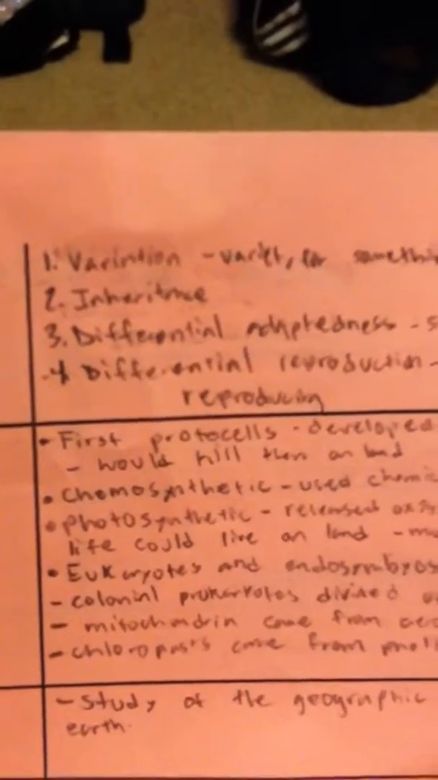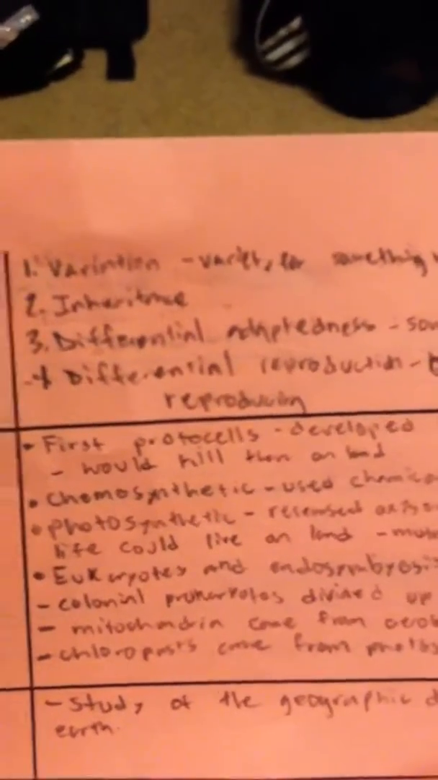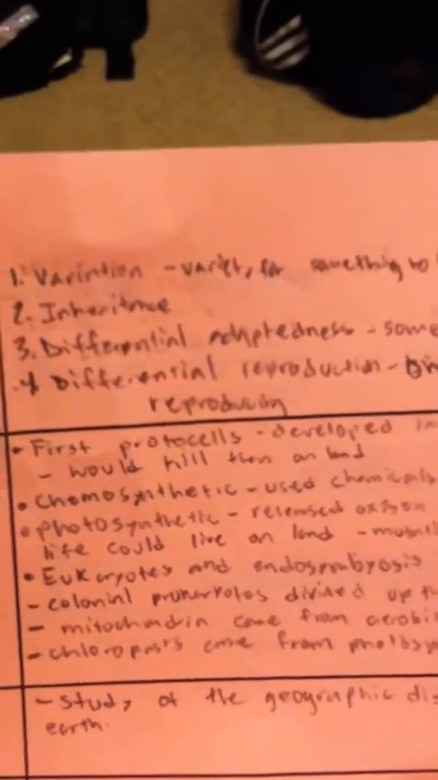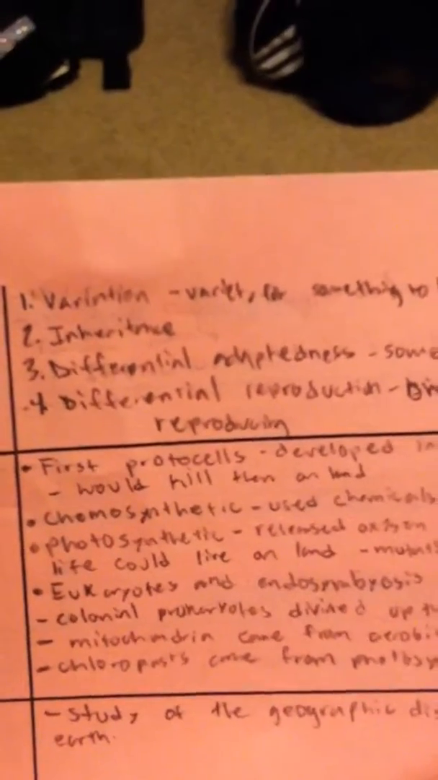Variation, 2. Inheritance, 3. Differential adaptedness, and 4. Differential reproduction. And then you can kind of see the stuff after it. I don't think you need it, but whatever.